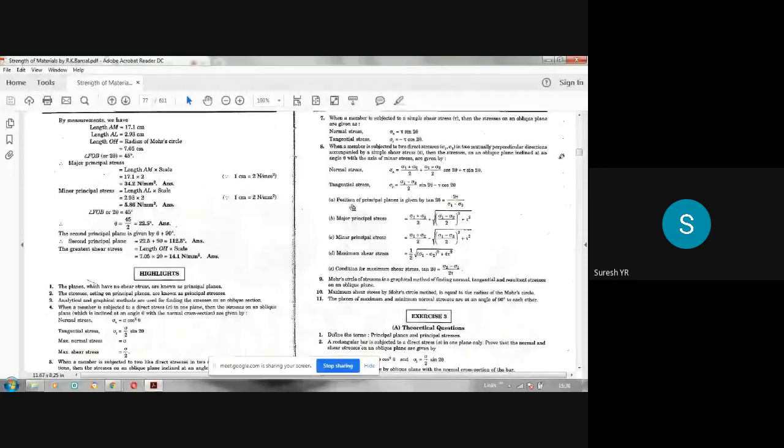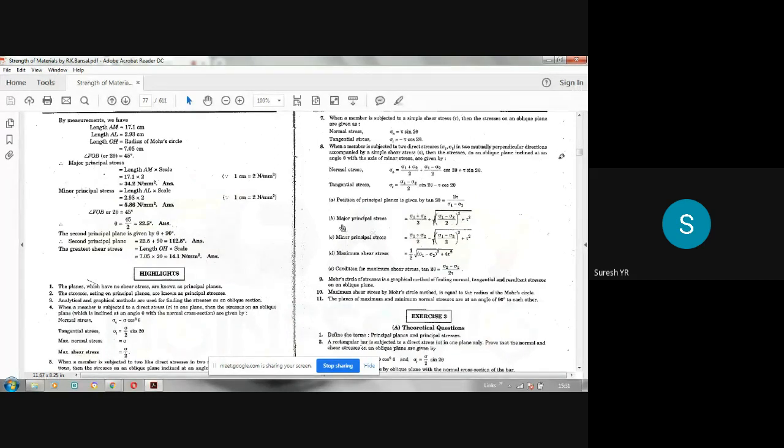Now the position of principal planes is given by tan 2 theta is equal to 2 tau divided by sigma x minus sigma y. So please note that wherever sigma 1 is there, you can take it as sigma x, and sigma 2 you can replace by sigma y. And sigma x is positive if it is tensile and negative if it is compressive. Similarly, sigma y is positive if it is tensile and negative if it is compressive.